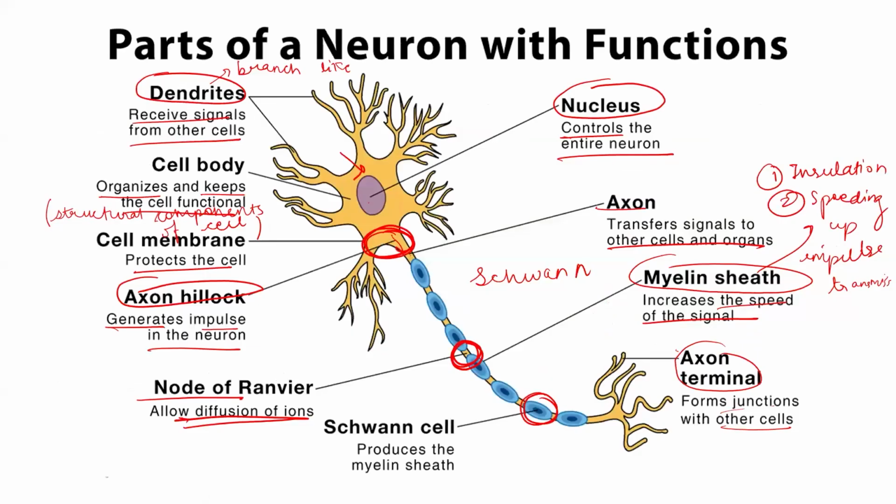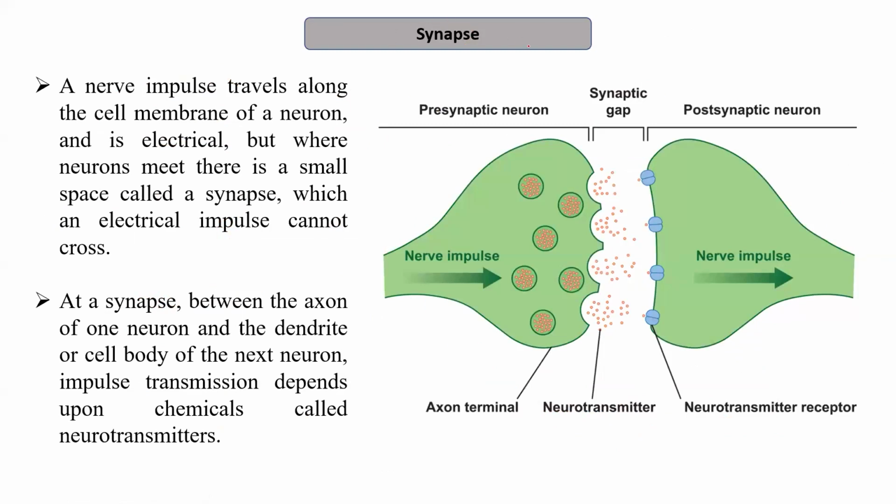How an impulse is transmitted from one neuron to another neuron is by the connection which is known as the synapse. So synapses are the connections between two neurons, and through these synapses, the nerve impulses are transmitted from one neuron to another neuron.